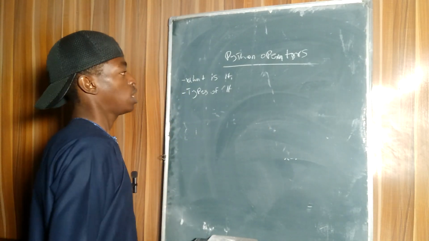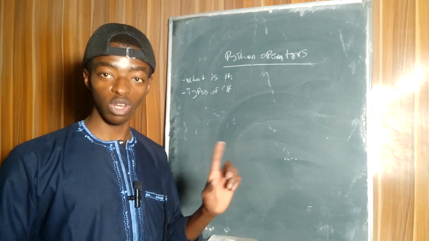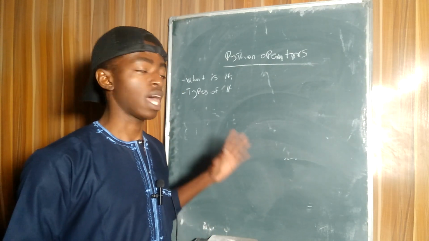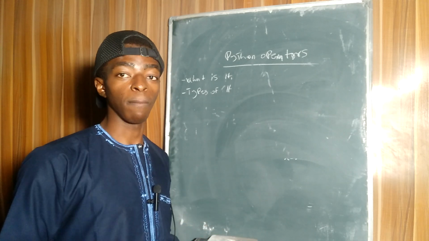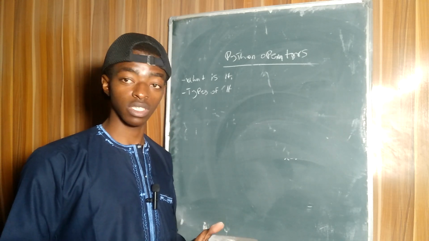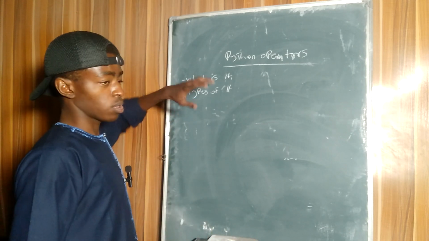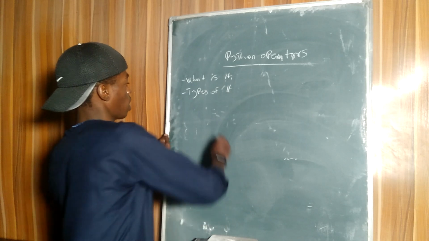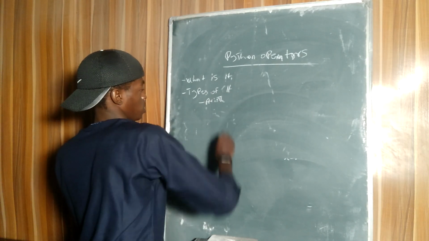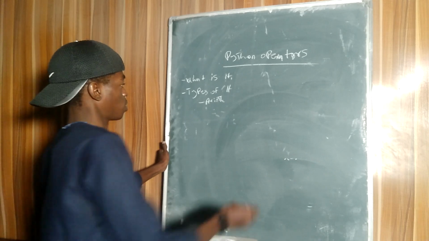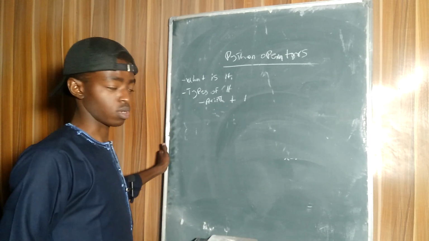So in mathematics you have only one type of operator, which is arithmetic operator. But in programming, you have more than one operator. You have around 7 types of operators. So I'm going to talk about those types of operators. Number one, we have arithmetic operators. Maybe you know arithmetic operators include plus, minus, times, divided, and so on and so forth.